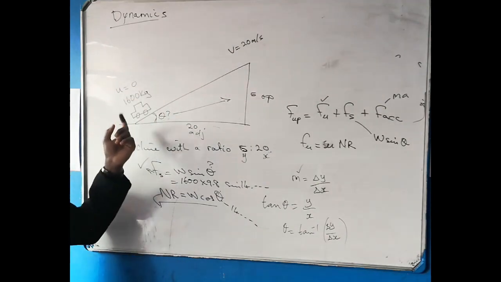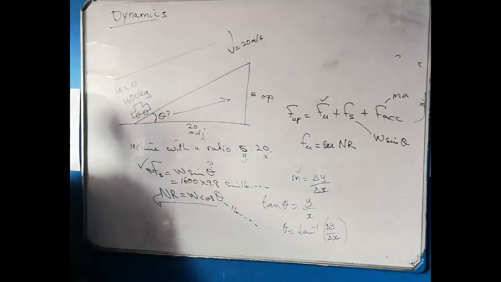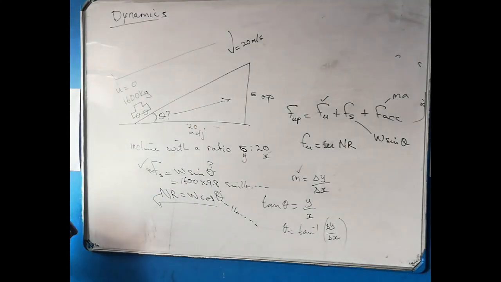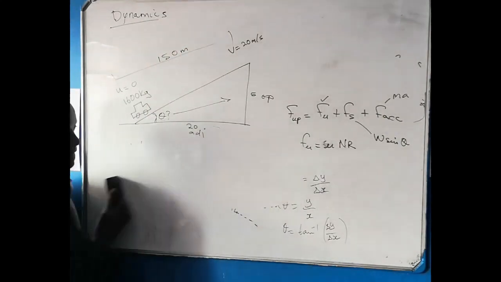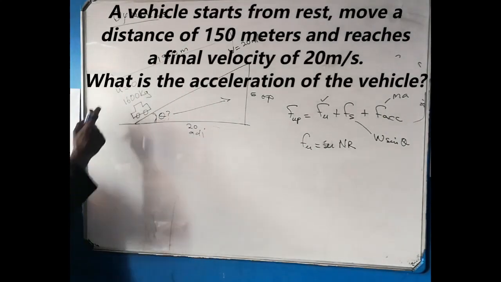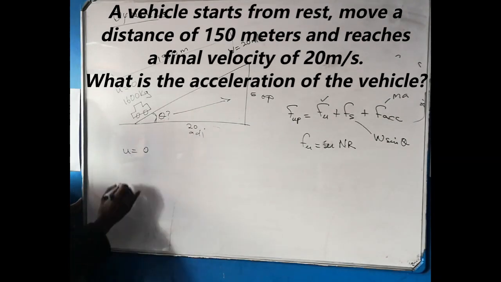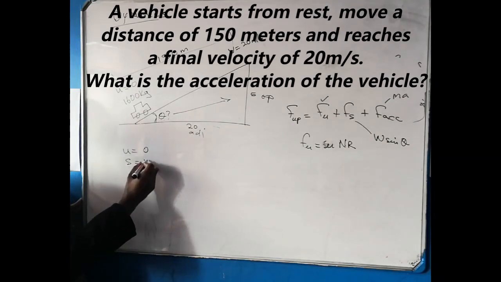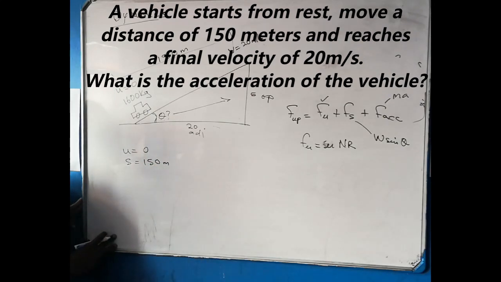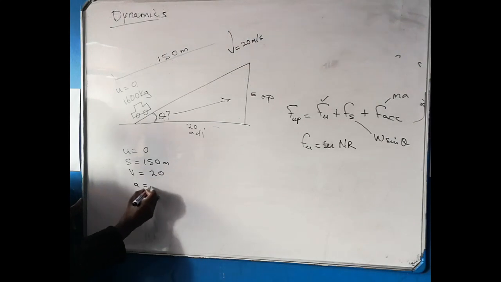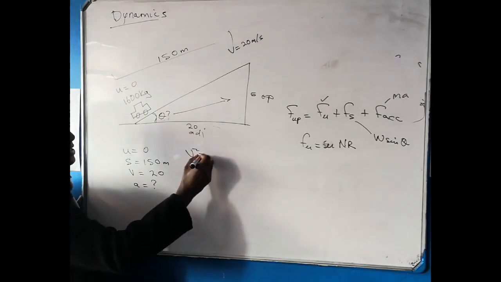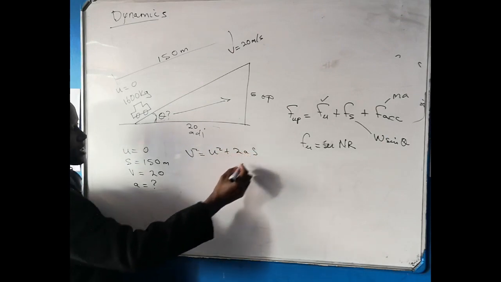Final velocity, initial velocity. Probably they give you even the displacement. How much displacement took place? Then you are calculating for the acceleration. 150. The vehicle starts from rest, moves 150 meters. It reaches a final velocity of 20. What is the acceleration? V square is equal to U square plus 2 acceleration times displacement.